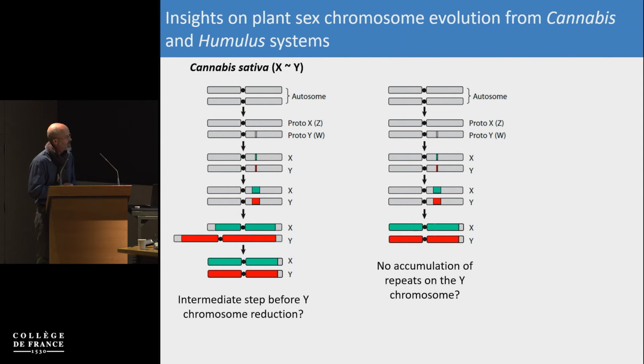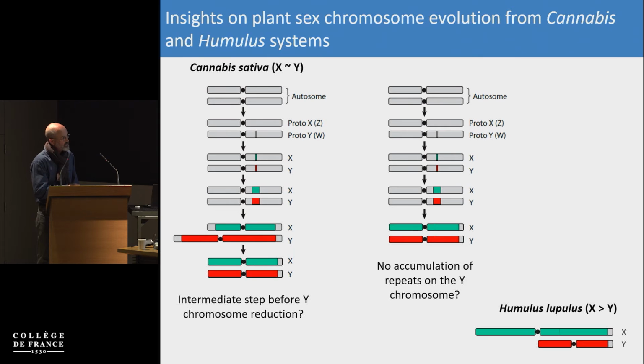We don't know. In Humulus lupulus, I told you that the Y is smaller than the X, but actually we couldn't find any evidence of deletions in Humulus sex chromosomes, right? Because the genes, they are the same. So what we think is the Y chromosome is the same, and what happened in Humulus lupulus is the X chromosome got bigger.